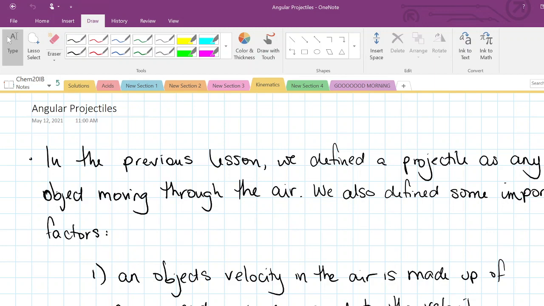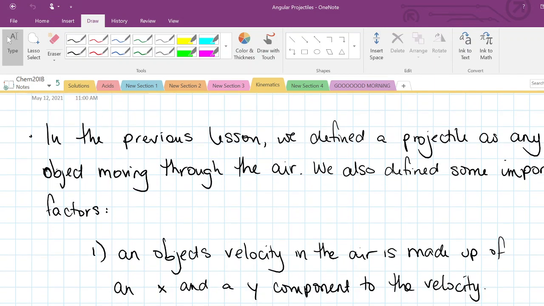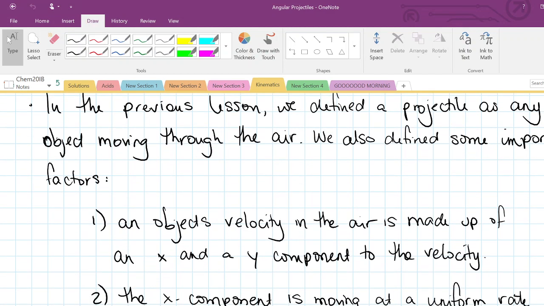So just a couple of review points for you from the previous lesson. Remember that we defined a projectile as any object that's moving through the air. So it could be a football, it could be a boulder that launches itself on the way down in a rock slide. It could be a biker that's launching itself from the edge of a cliff, like in our last example. And there's a couple of assumptions that we make.